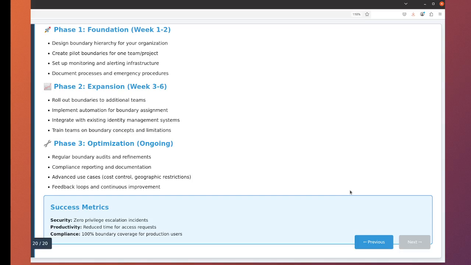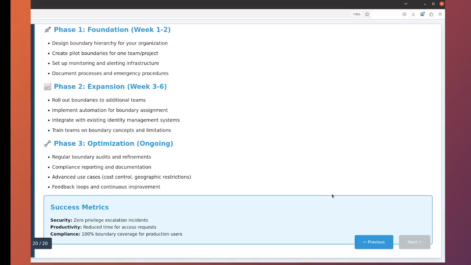Let's talk about how to implement this knowledge in your organization. Start small with a pilot group, perhaps the development team or a specific project. Create boundaries for this group, test thoroughly, and iterate based on feedback. This gives you experience without affecting the entire organization. Plan your boundary hierarchy before you start. Think about the different types of access your organization needs and design boundaries that can scale. Consider boundaries for developers, operators, read-only users, and service roles.